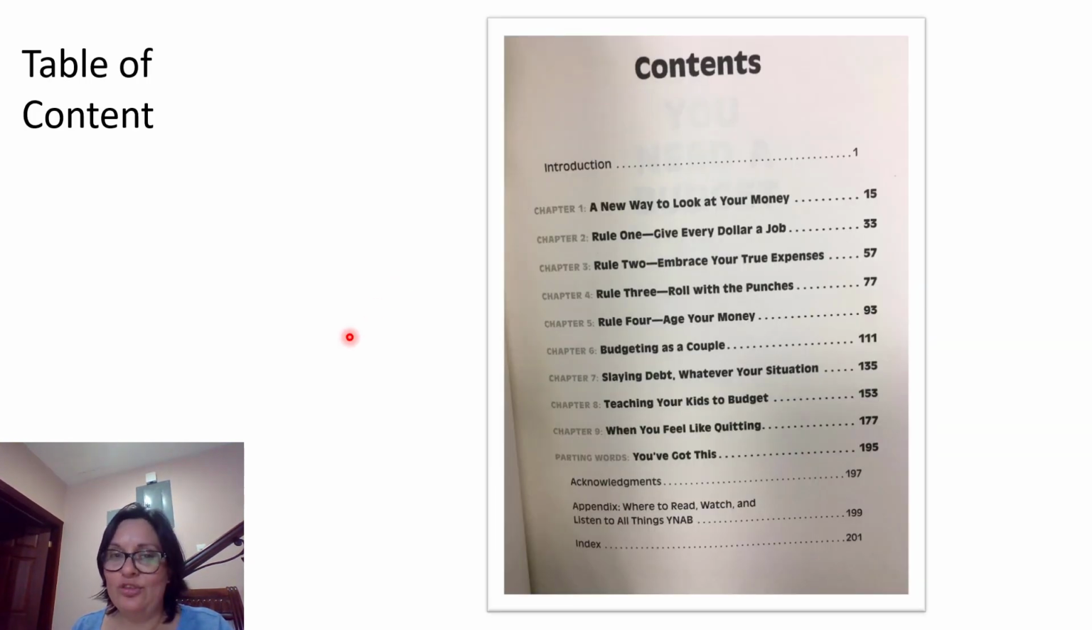Okay, by here we also have the table of contents. This is another part that you are going to find inside a book. The table of contents is a list with all the chapters and the pages on which they are. Chapter 1, A New Way to Look at Your Money, is on page 15. So these numbers represent the pages on which this chapter begins.